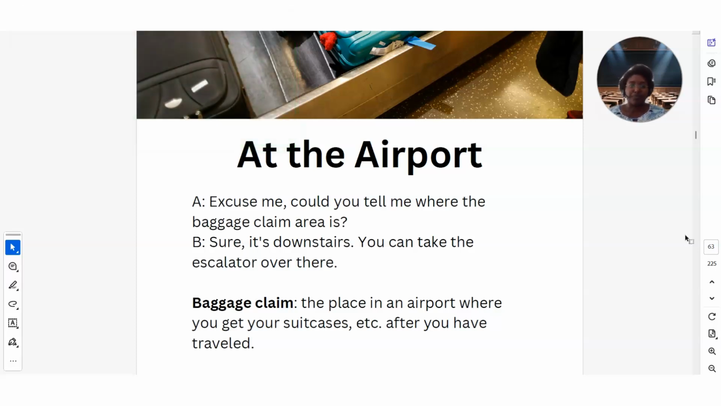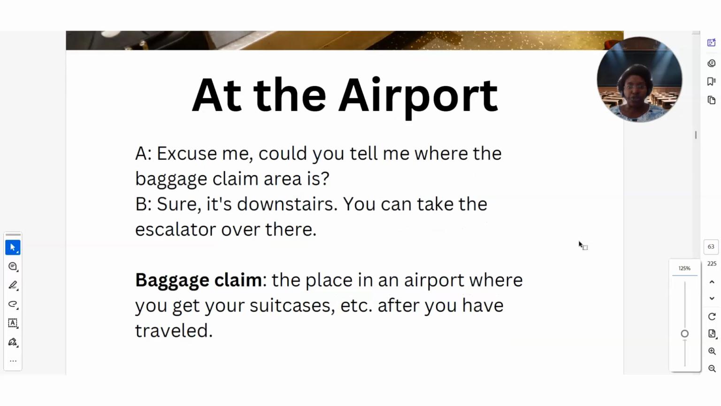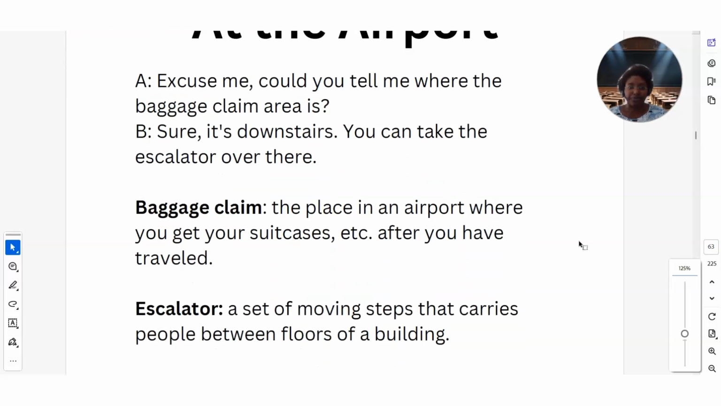So the first one. So you can read if you have a teacher or tutor or a friend or a family member, or you can just read it on your own. So there's person A, letter A, and letter B, person B. Okay. I'll just make this a little larger here. So the first one is at the airport.